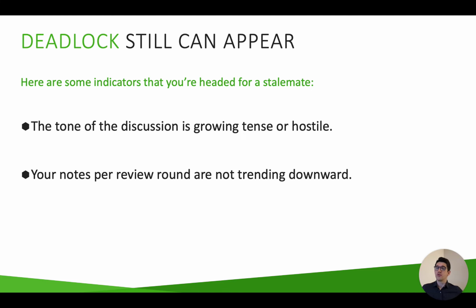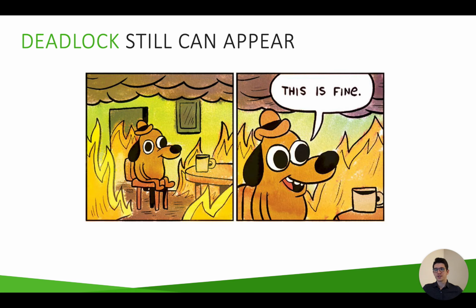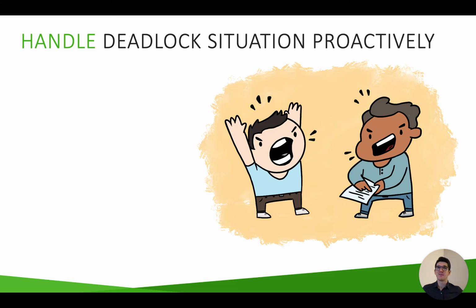If you are the reviewer, your notes per review are not trending downward and you introduce more and more because the code base gets worse. Or you're an author and you see that the reviewer creates more and more notes and is never happy with your changes. Or you're getting pushback on an unusually high number of your notes. These are all signs that you are getting stuck. You should see these signs in advance, and you should not just say, this is fine, I'm okay. No, this has to be handled proactively. Handle this deadlock situation proactively.